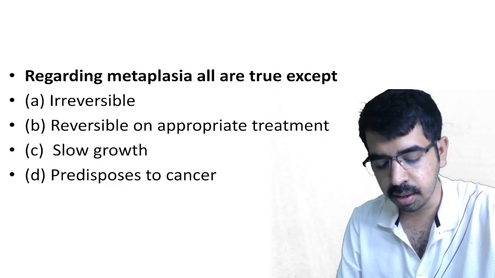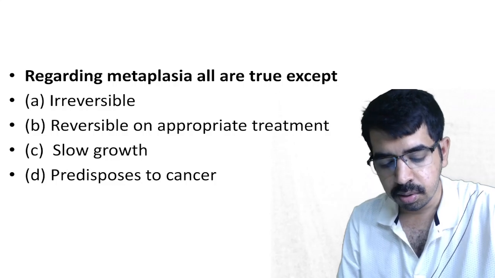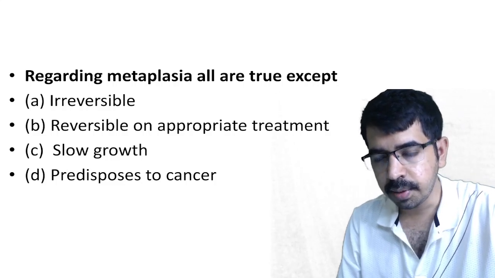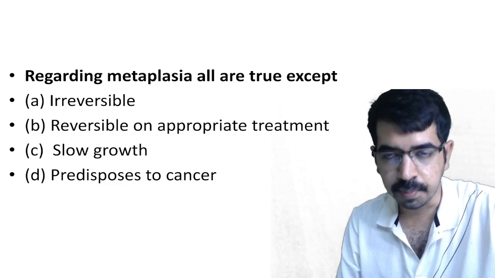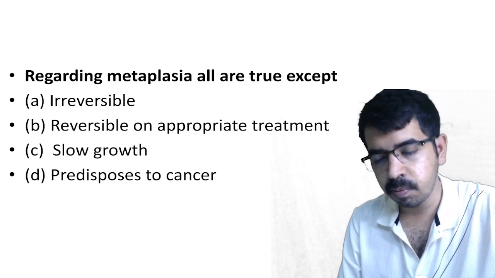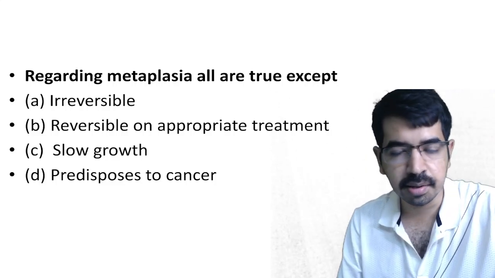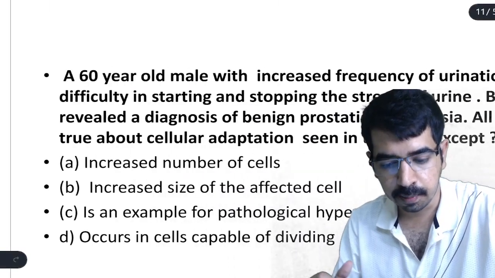Reversible on appropriate treatment. Slow growth. So a reversible change from one adult epithelial type to another adult epithelial type. They can predispose to cancer because they cause defective cells to survive.